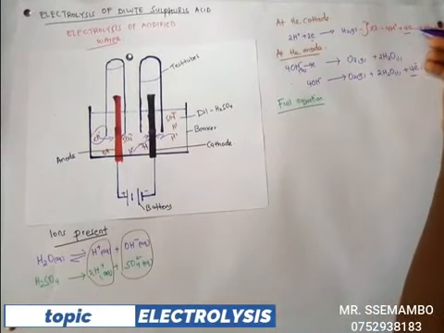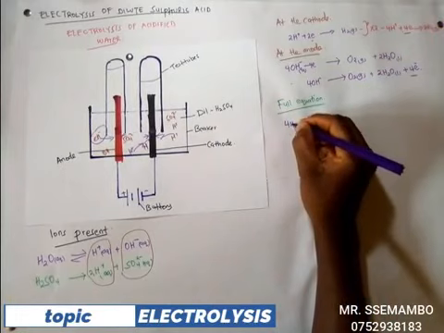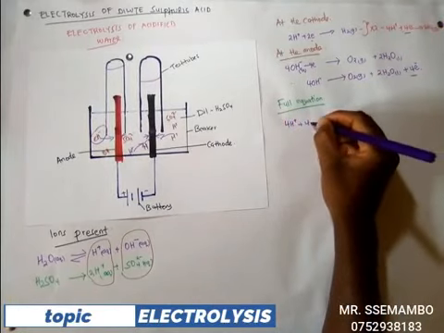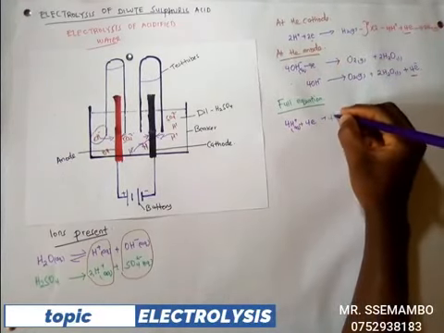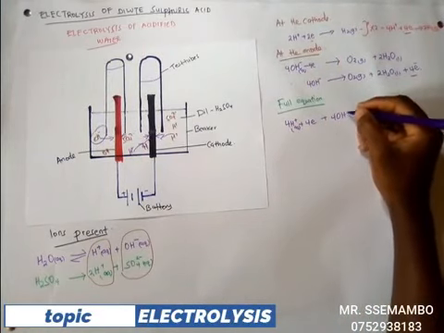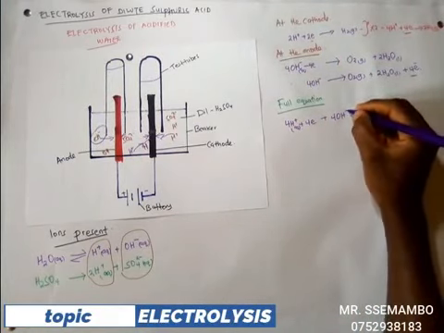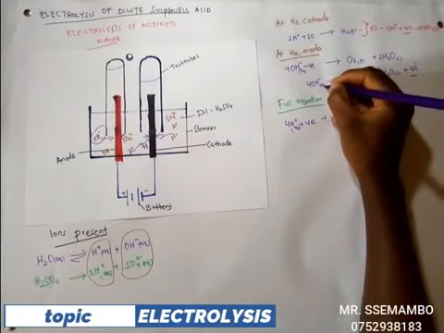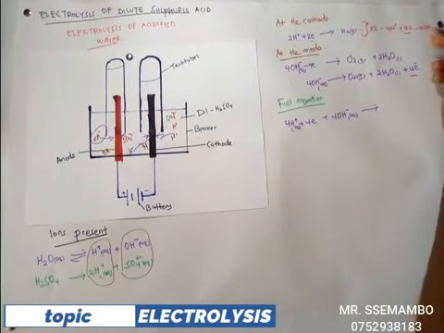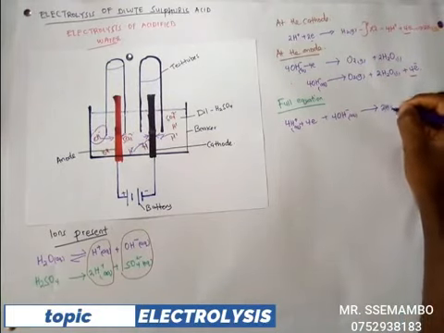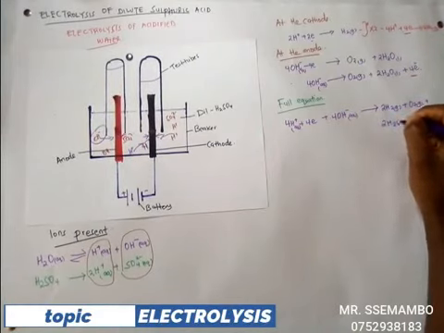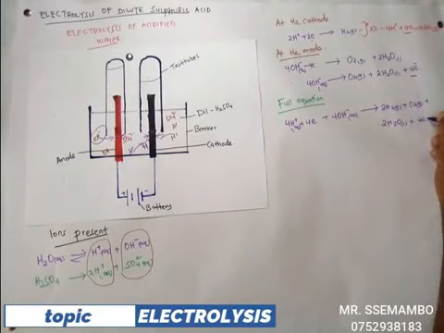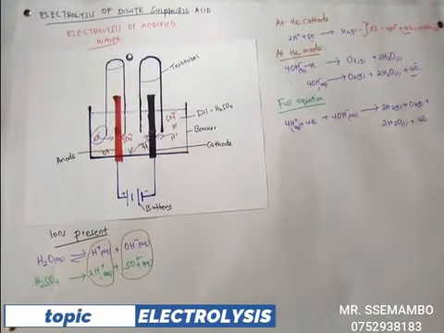Simply, from the first one, we can write 4 hydrogen ions plus 4 electrons, aqueous, then plus 4 hydroxyl ions, aqueous, giving us the products: 2 hydrogen gas plus oxygen gas plus 2 water molecules, then plus 4 electrons. That is our equation.